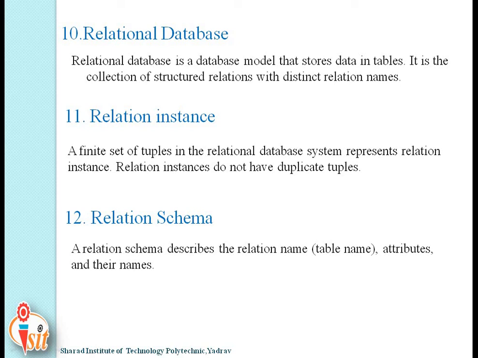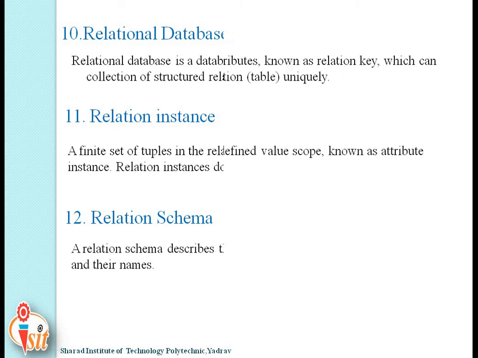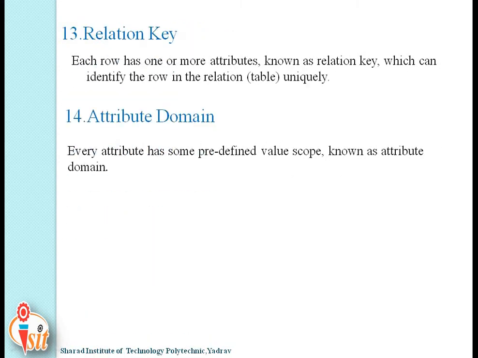And the next one is relation schema. A relation schema describes the relation name, that is the table name, and the attributes and their names. The next concept is relation key. Each row has one or more attributes known as a relation key, which can identify the row in the relation uniquely. And the last concept of the relational model is attribute domain. Every attribute has some predefined value scope known as the attribute domain.